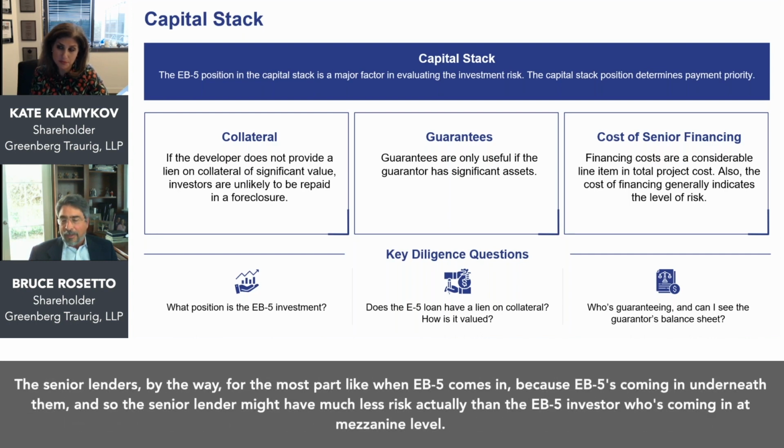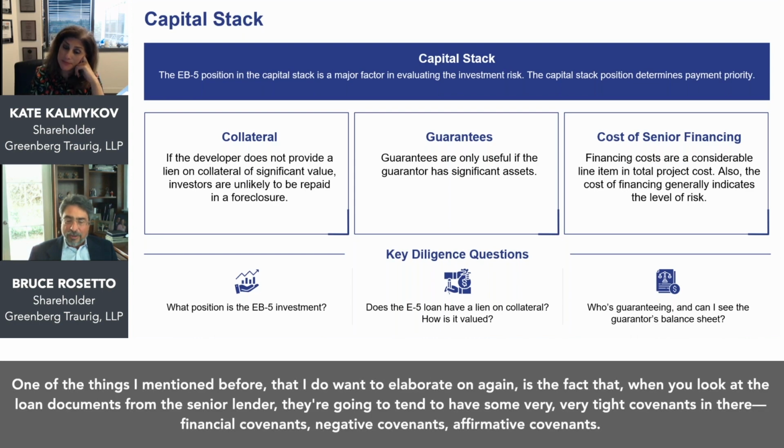The senior lenders, by the way, for the most part like when EB-5 comes in, because EB-5 is coming in underneath them. And so the senior lender might have much less risk actually than the EB-5 investor who's coming in at mezzanine level.